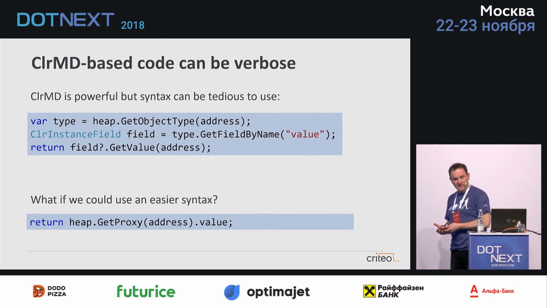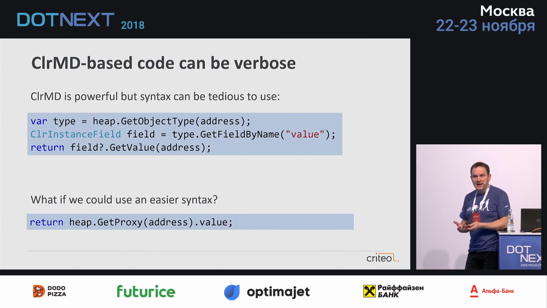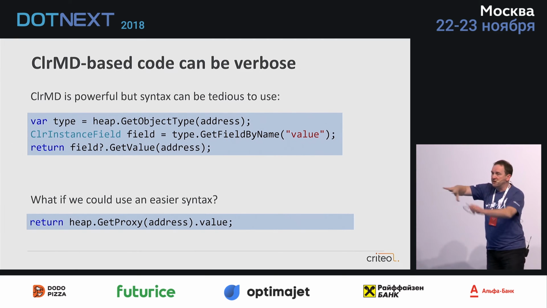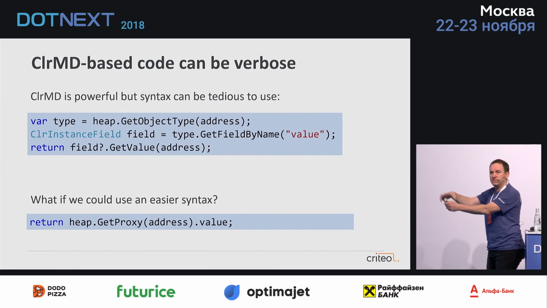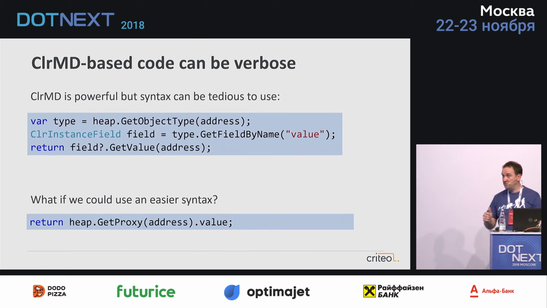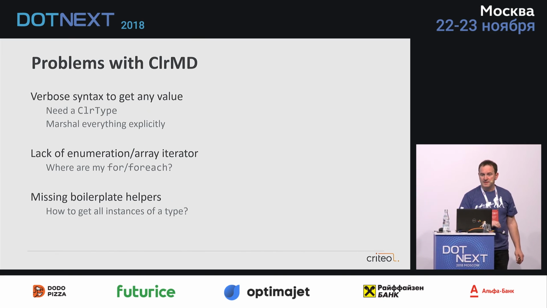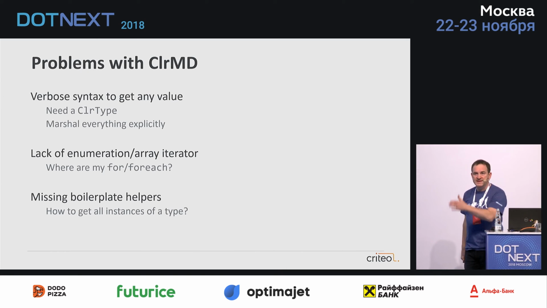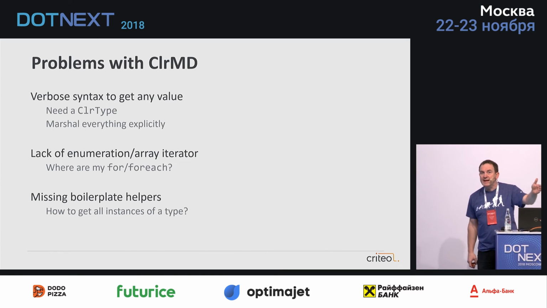What if I could write it a la C#, meaning I want the value of the field named value, I just want to get the address, get some magic down underneath, and I'm calling dot value. That would be great. Again, if I have some arrays, I want to iterate on each and every element. I have to do it by hand.